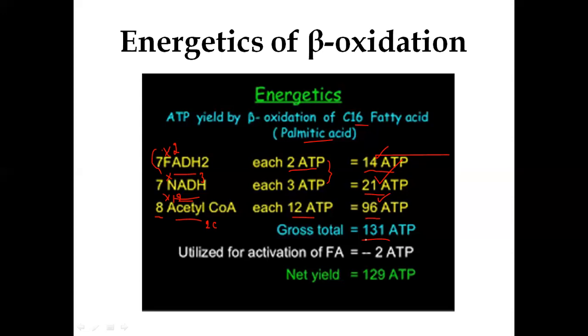But during the formation of palmitoyl CoA, during the activation of the fatty acid, 2 ATP molecules are utilized. So you subtract these 2 ATP molecules from the 131 ATP molecules. The net yield of ATP molecules formed per molecule of palmitic acid is 129 ATPs for the oxidation of one molecule of palmitate.